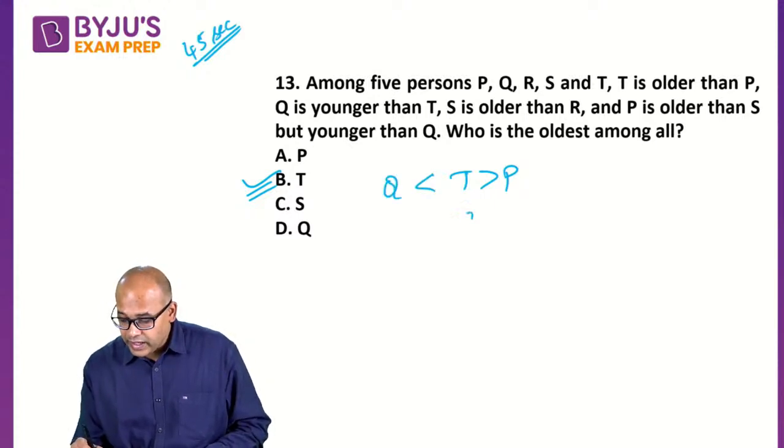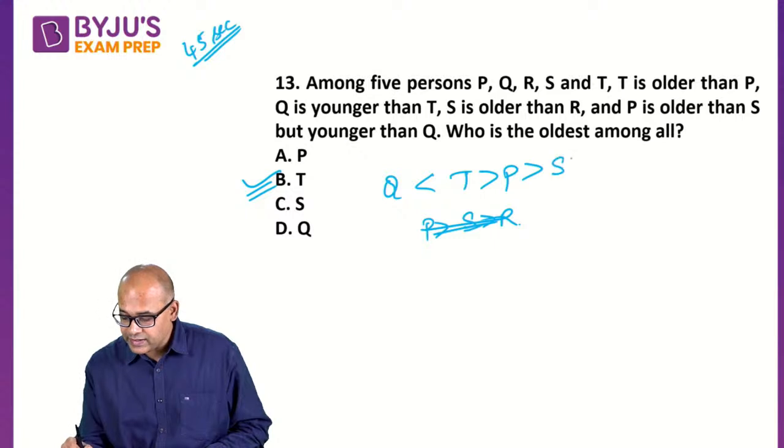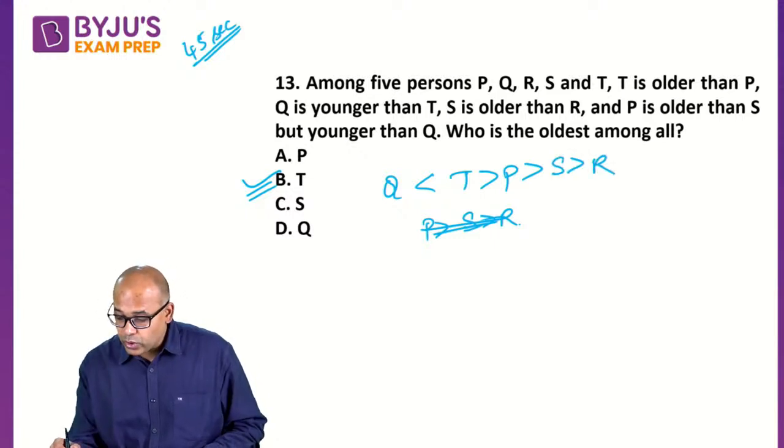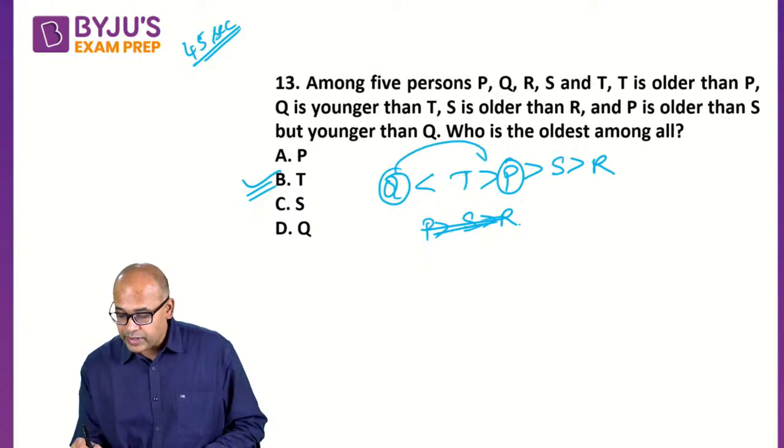S is older than R. And P is older than S. So basically I can write this here. P is older than S. S is older than R. But younger than Q. So P is older than S but younger than Q. So P is younger than Q. So Q should come here.